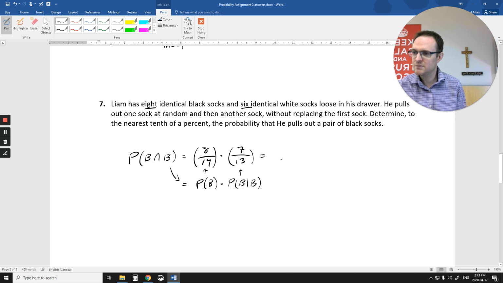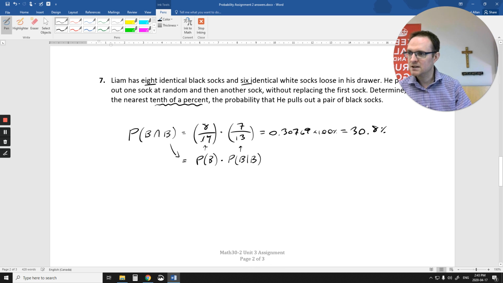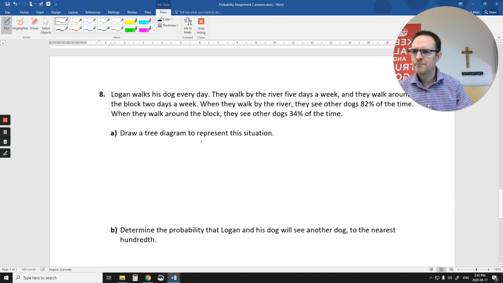And I'm going to get a decimal here. So let's do the nearest 1/10 of a percent. I'm going to start off by writing my decimal out, and then I'm going to times it by 100 to change it into a percentage. So 1/10 of a percent is 1 decimal place, so this would be 30.8. I'm going to round that. 30.8%. Which makes sense because there are more black socks than white socks there.